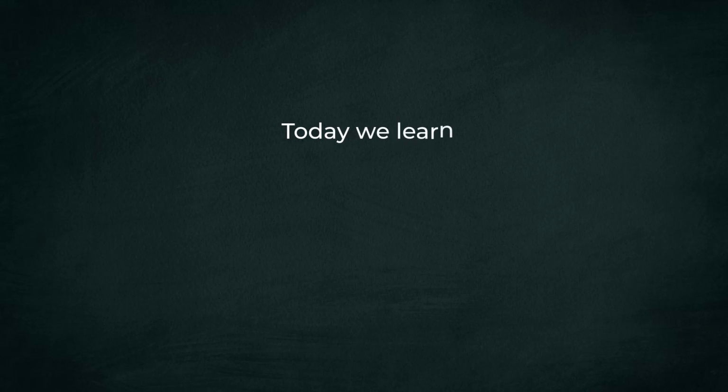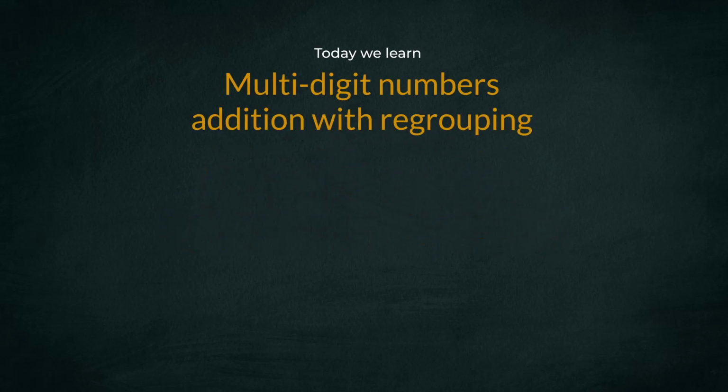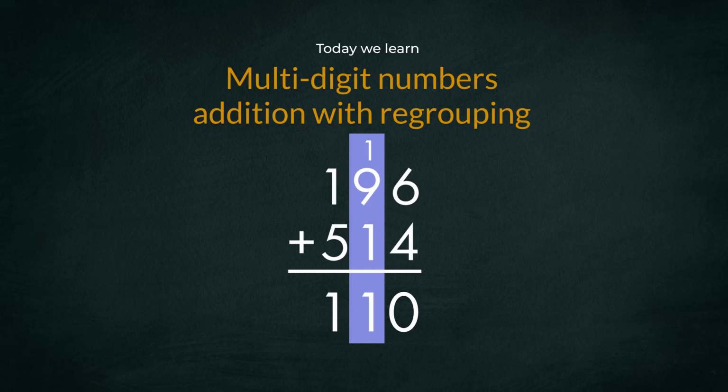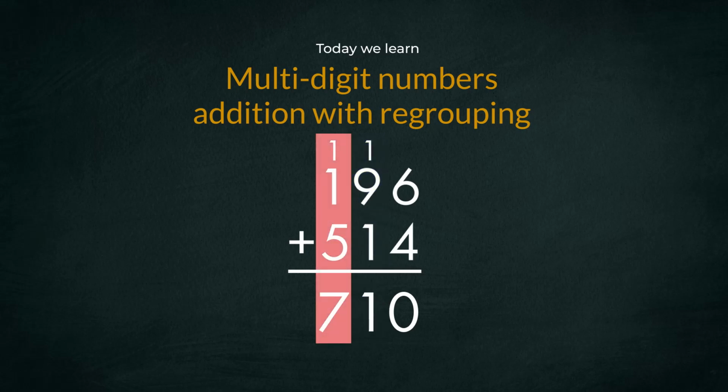Now you know how to add multi-digit numbers with regrouping, by transforming the sum of each column into the next higher place value, then carrying it over to the next column. Okay, looks to me like you're pretty good at this whole addition thing.